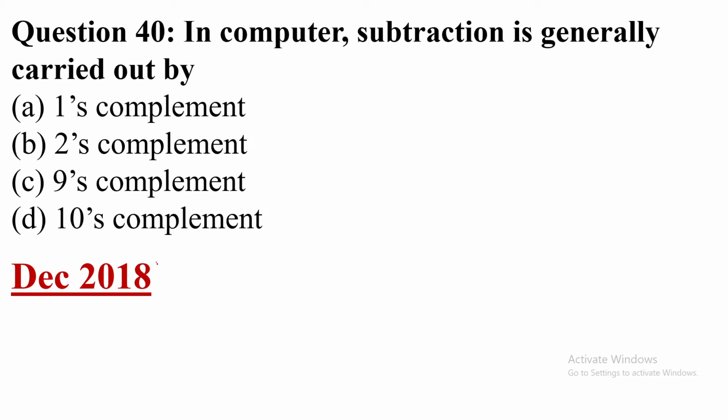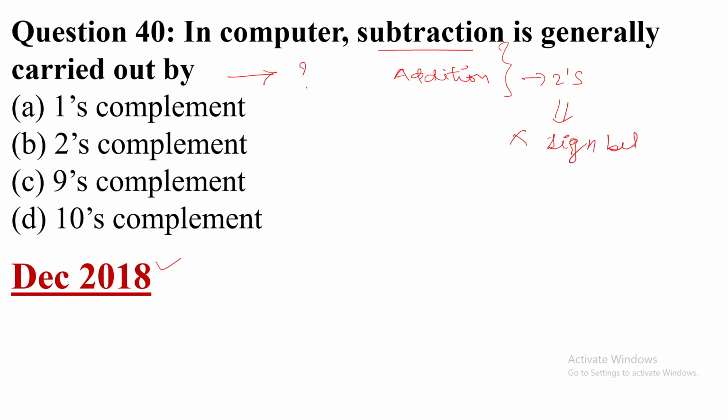This question was asked in December 2018. This is question number 14. In computer, subtraction is generally carried out by what? Subtraction is carried out as addition in the computer system using only 2's complement. Why? Because 2's complement doesn't require any sign bit.